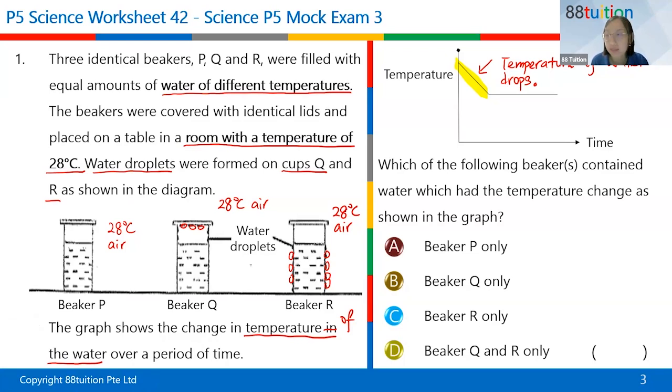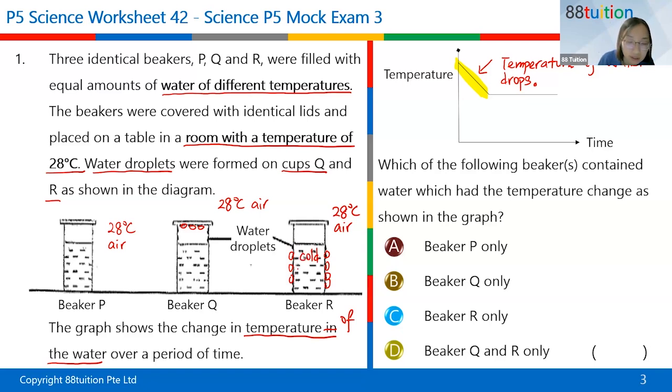Well done, Giselle. The rest? Okay, which one contains cold water? Jaslyn, Jia Ping, and Kaden, what's your answer? Which beaker inside contains cold water? Is it beaker P, beaker Q, or beaker R? All right, then well done, Kaden. How about Jaslyn, Jia Ping? Okay, well done, Jia Ping. Jaslyn, which beaker contains cold water? All right, so well done, all 4 of you.